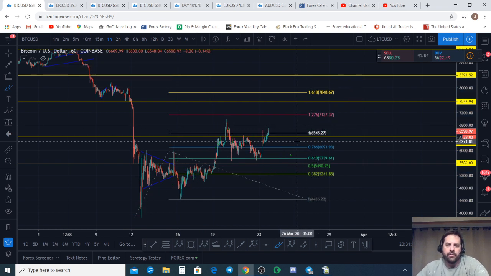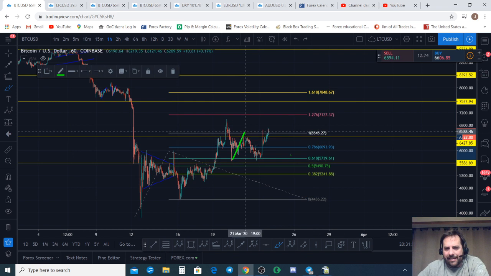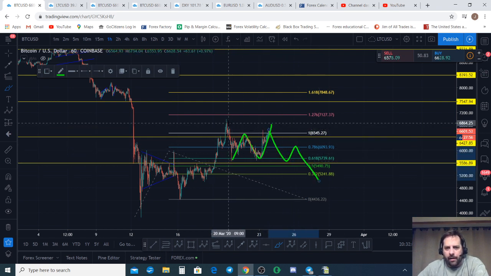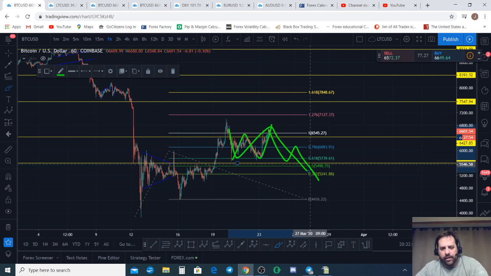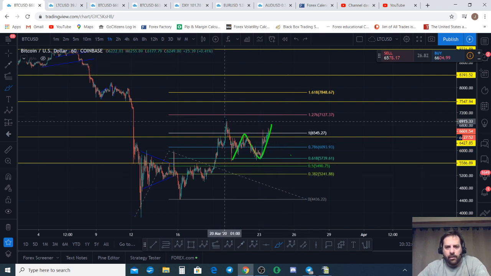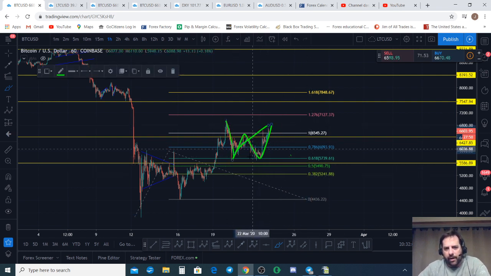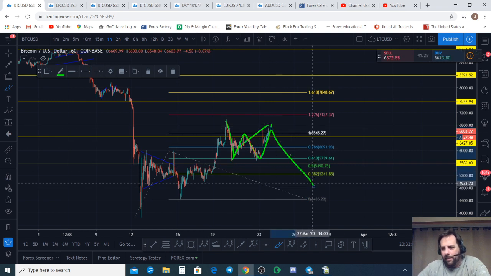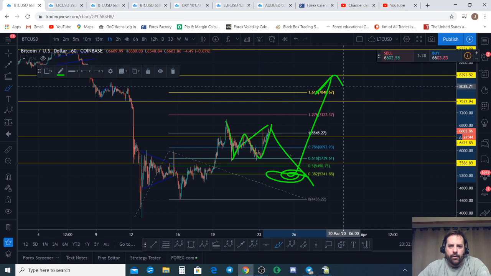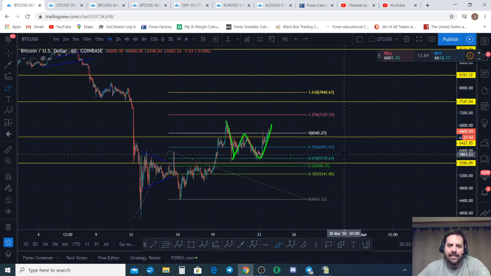So I'm not just drawing squiggles, but really I need to see this. I need to see this guy come on down like so, so I get the three wave move that I'm looking for. Looking for this three wave move to happen. So I'm still looking for that move to the downside first before we go up. Okay, so that's the wave shape that I see so far.